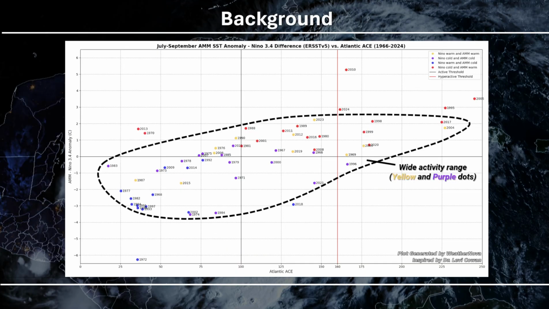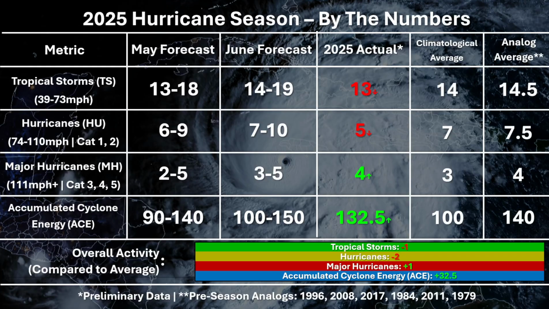And so, how did this actually go? How did the hurricane season actually perform? Well, the hurricane season did end up above average. And you can see all my forecasts here, May and June, and the actual numbers there with them color coded to the difference compared to climatology.